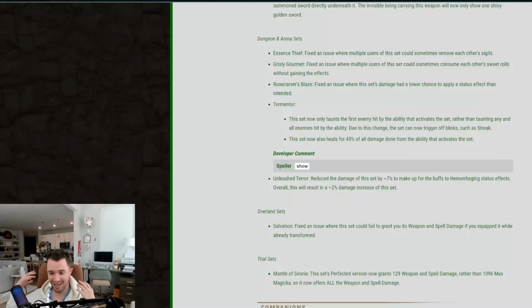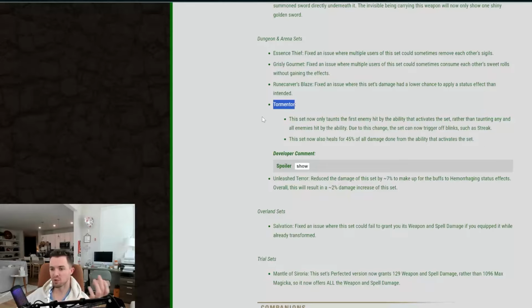Now, that seems really intense. So why am I saying that? Let's go ahead and read through what it says. So for Tormentor, which is the heavy armor set that you get from Banished Cells, it says this set now only taunts the first enemy hit by the ability that activates the set, rather than taunting any and all enemies hit by the ability. Due to this change, the set can now trigger off of blinks like Streak. This set now also heals for 45% of all damage done from the ability that activates the set.